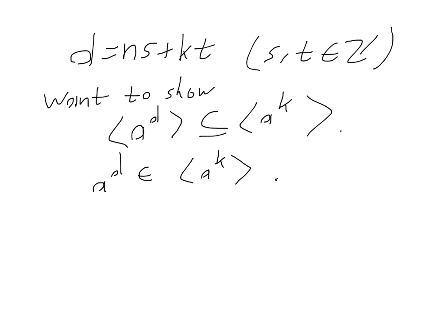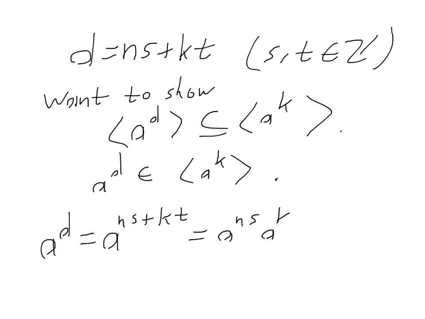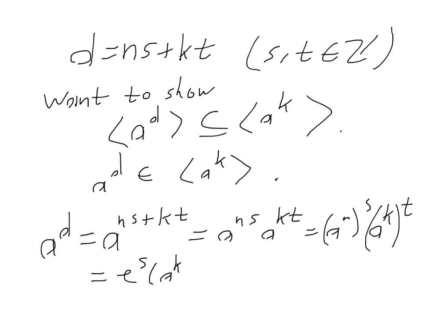Alright, so notice that I can write a to the d as equal to a to the ns plus kt, and that this is equal to a to the ns times a to the kt, and this is equal to a to the n to the s times a to the k to the t. n is the order of a, so this is equal to the identity to the s times a to the k to the t, which is just equal to the identity times a to the k to the t, or just a to the k to the t.